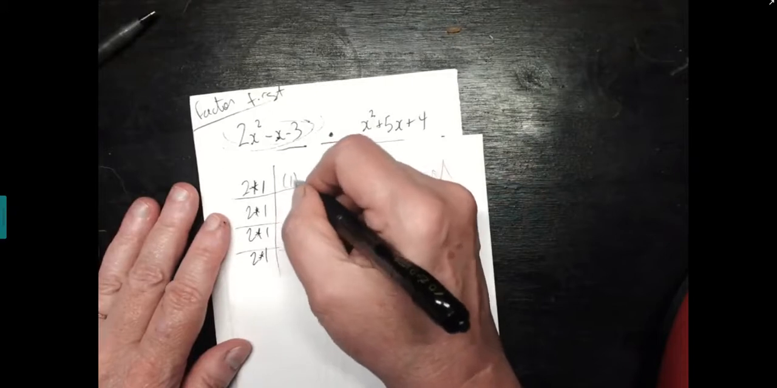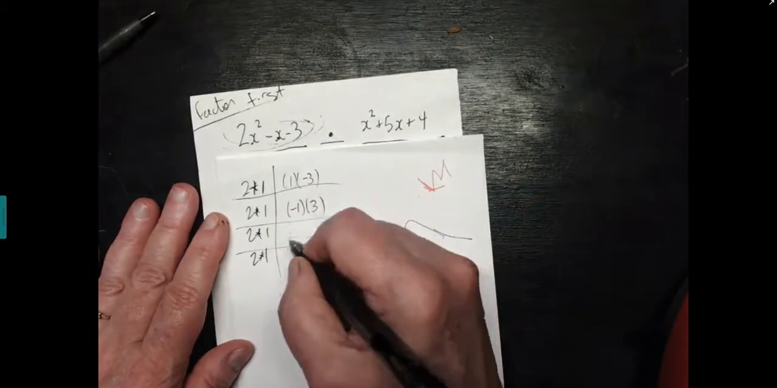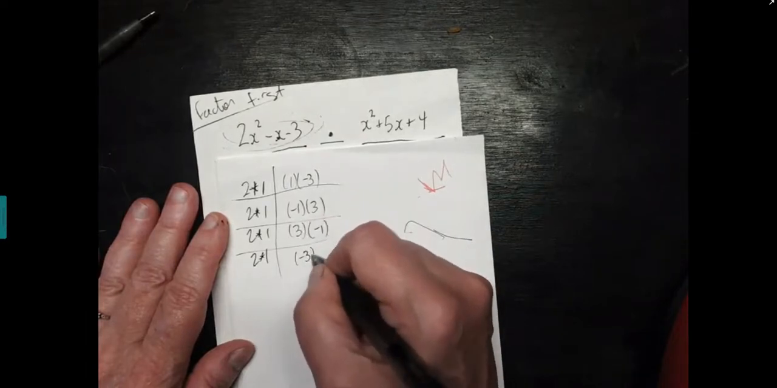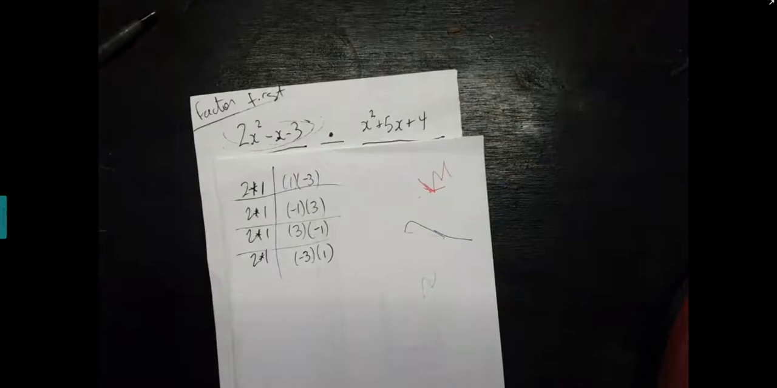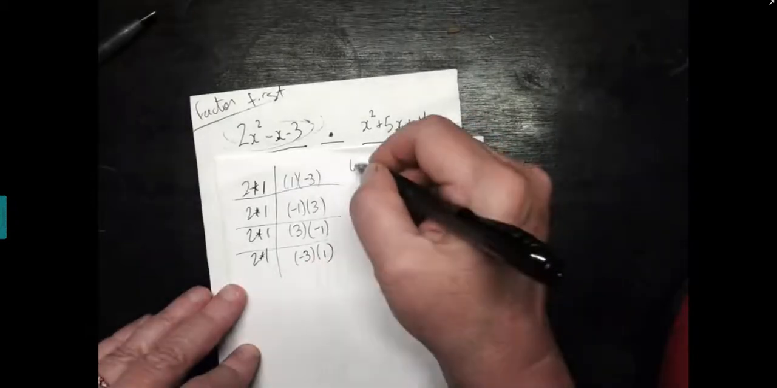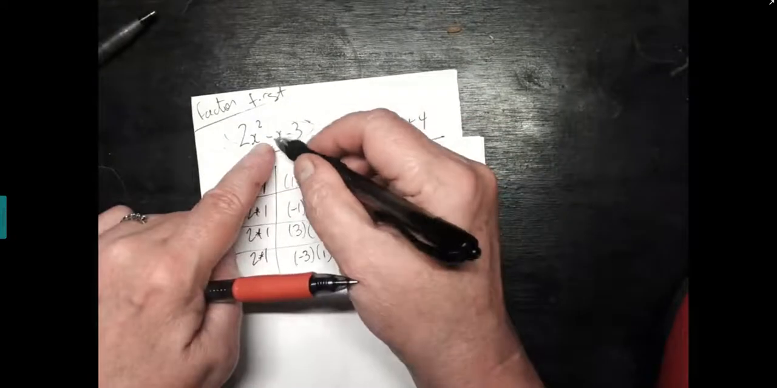I could have 1 times negative 3. I could have negative 1 and 3. I could have 3 times negative 1, and I could have negative 3 times 1. Now, I don't need to go through all of them. I just go through them until I find one that works. So I want outside plus inside to be negative 1.